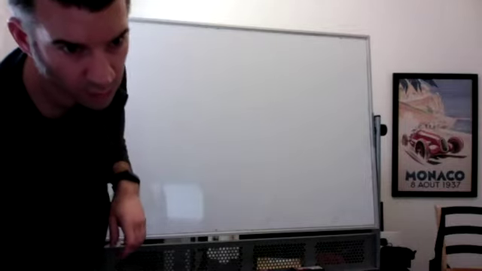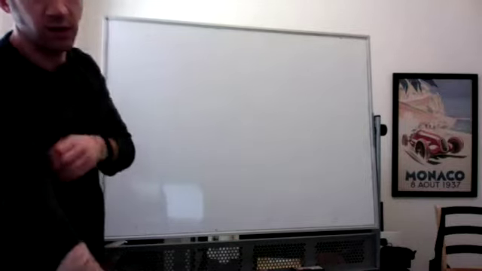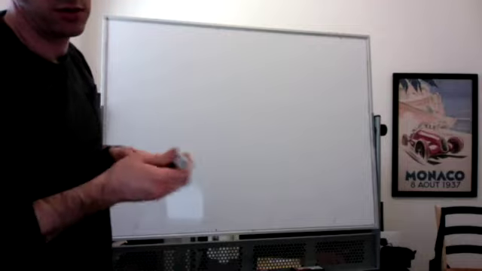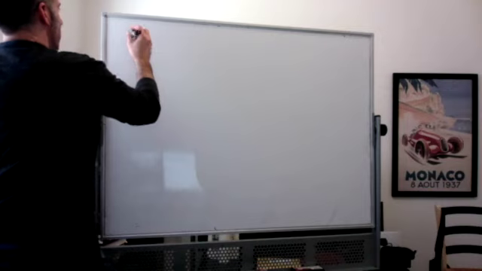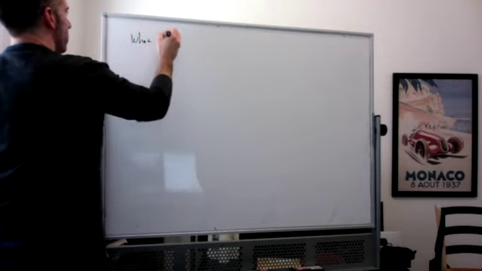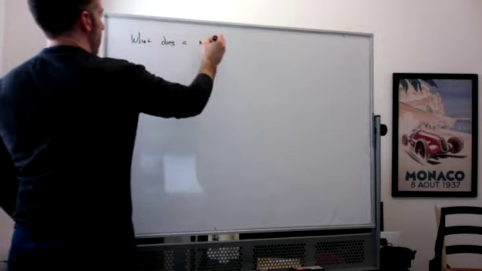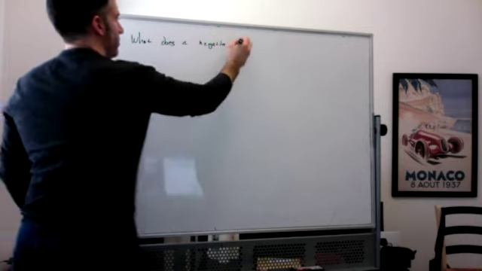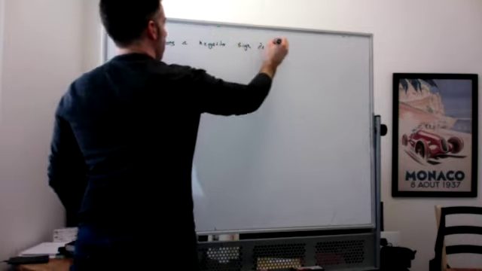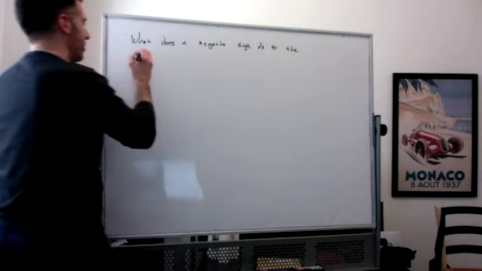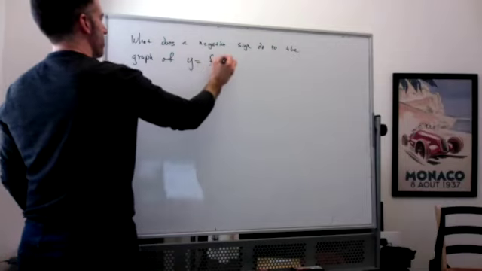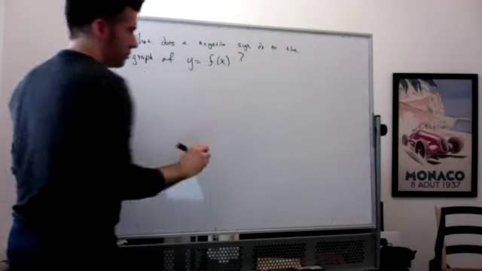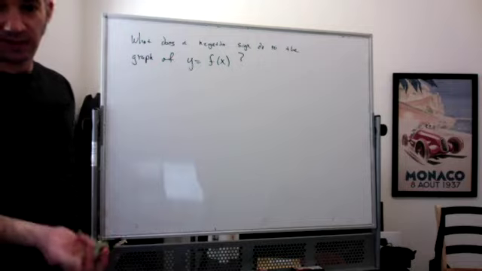Okay, so what do negative signs do? What does a negative sign do to the graph of y equals f of x? Well, it depends on where it is.